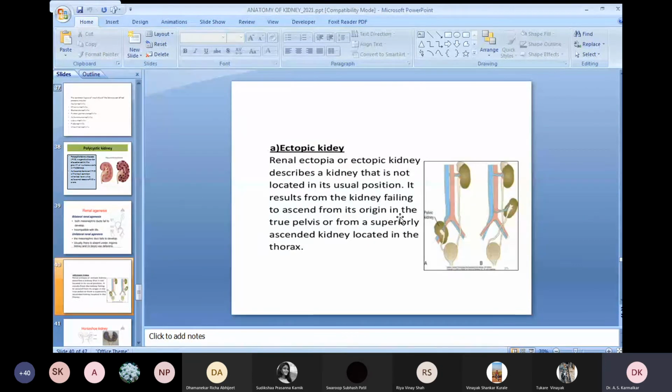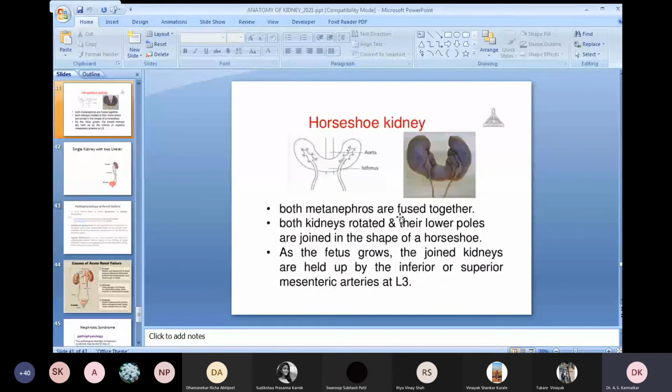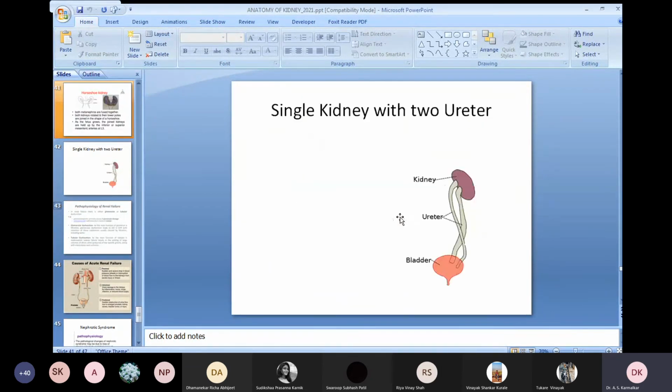Ectopic kidney is a kidney lying in another position from the normal position. So normally it is at the L2 level, but there may be ascent of the kidney from the pelvic region to the lumbar region. It may get arrested in between. Sometimes the lower poles of the two kidneys get fused with each other developmentally, and this type of kidney is called a horseshoe kidney. You can come to the lab. In a museum you can see this type of kidneys. Okay, so this is a single kidney with two ureters, which may also be seen.